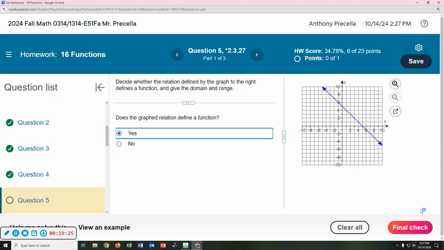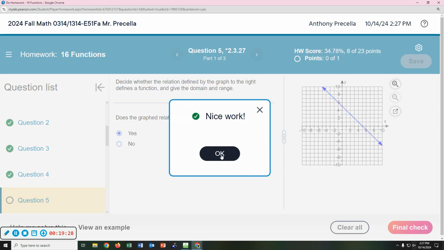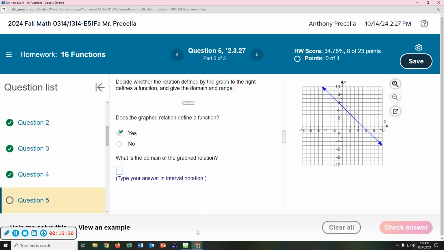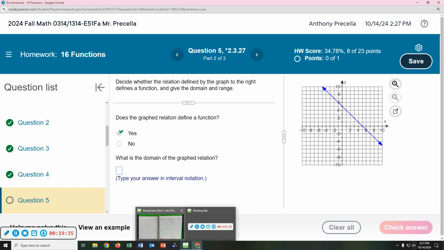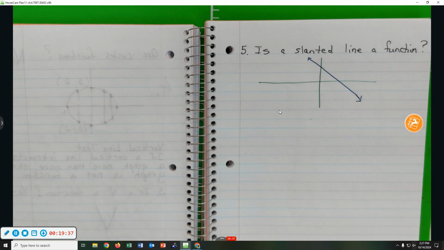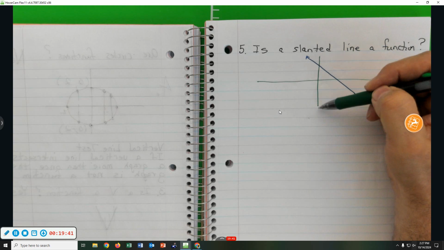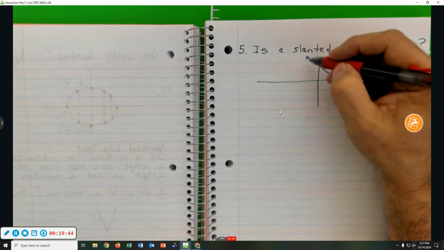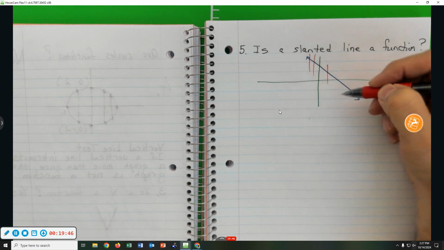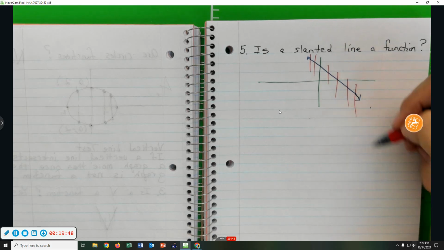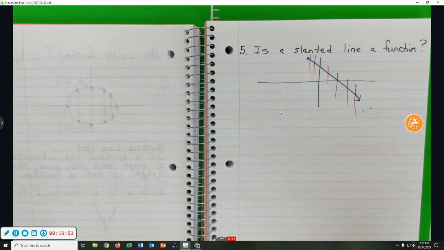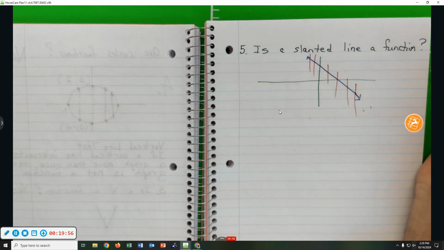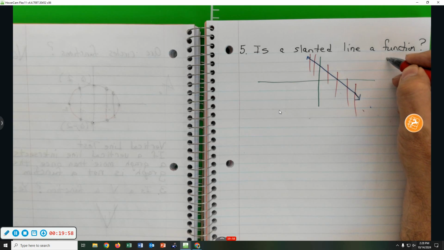I'm going to try to draw something that looks sort of like it. Okay. It's a slanted line, a function. The y-axis sure doesn't intersect it more than once. No vertical line's going to intersect it more than once. So as y'all said, is a slanted line a function? What did you say? Yes? Okay, good.